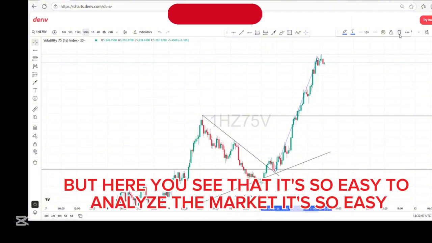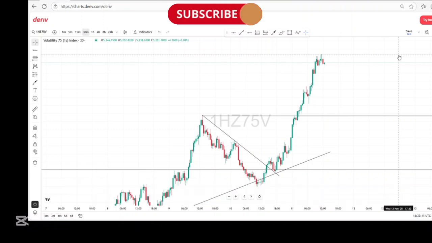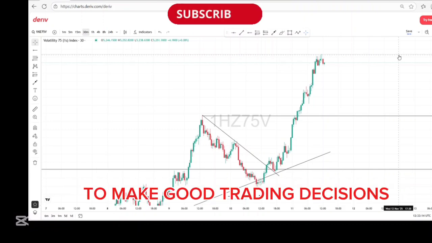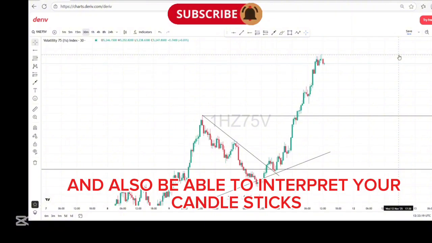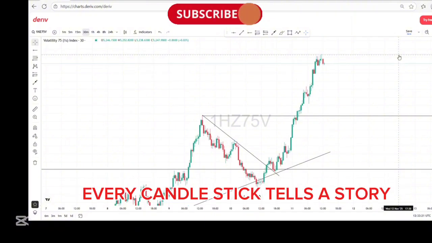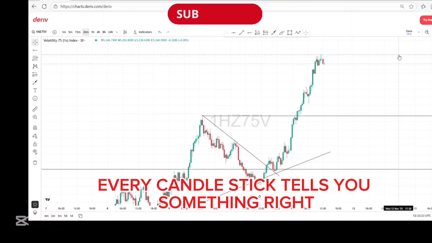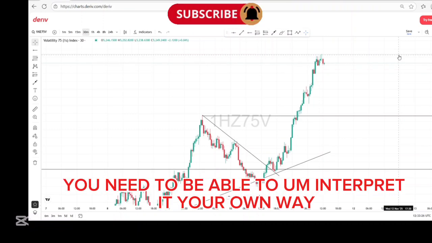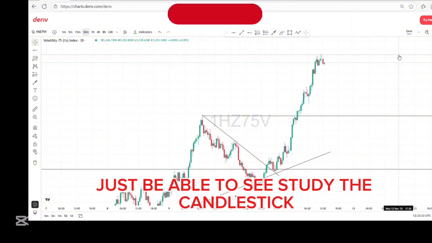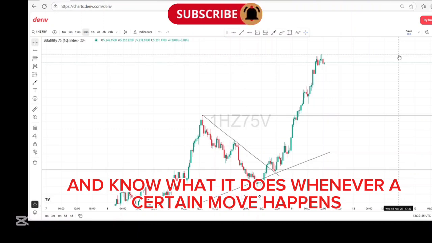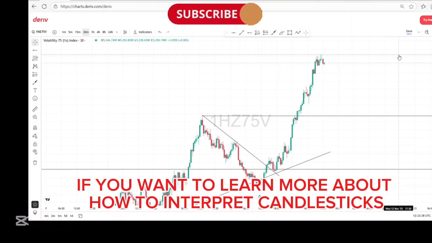But here you see that it's so easy to analyze the market. It's so easy to make good trading decisions. All you have to do is know your key levels, know the direction of the market, and also be able to interpret your candlesticks. Every candlestick tells a story. Every candlestick tells you something, right? You need to be able to interpret it your own way. You don't necessarily need to follow what everybody is saying. Just be able to study the candlestick and know what it does whenever a certain move happens, and you'll be good.